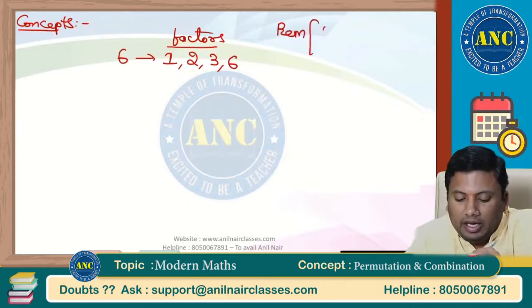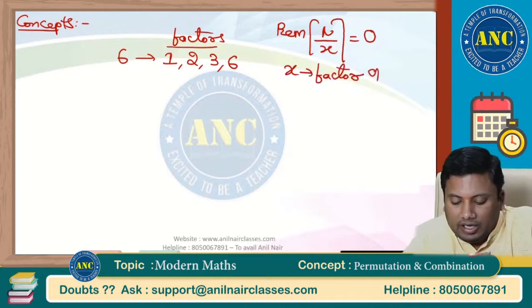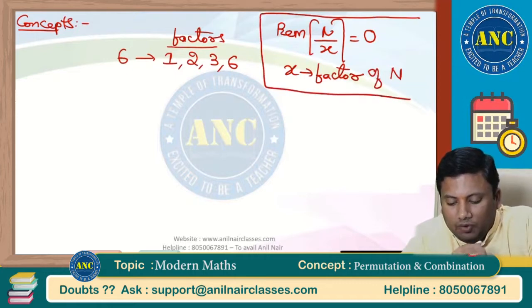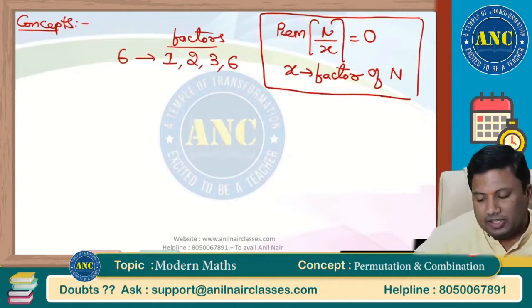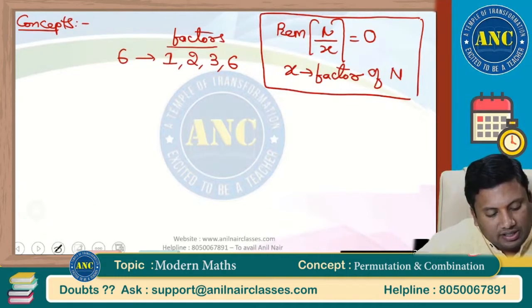N could be any number. If I divide n by x and the remainder is 0, then x is said to be a factor of n. Remainder when n is divided by x is 0, then x is a factor of n.